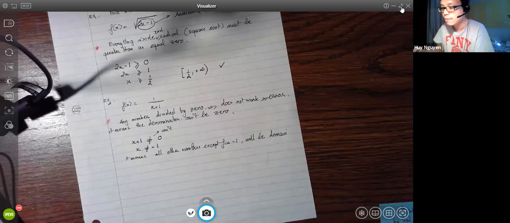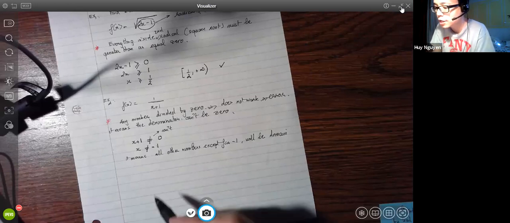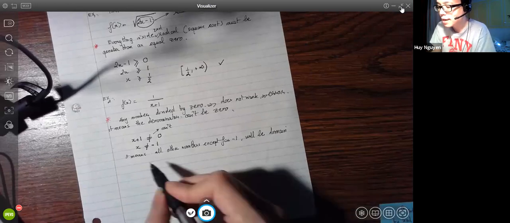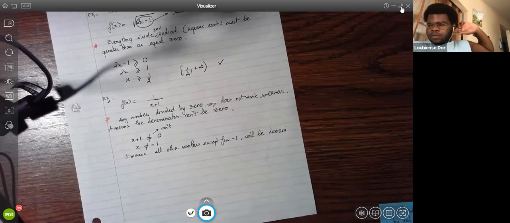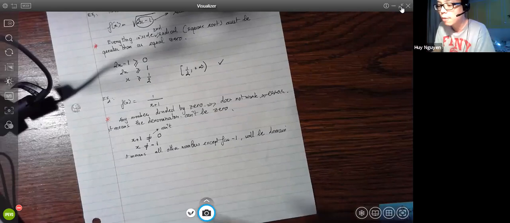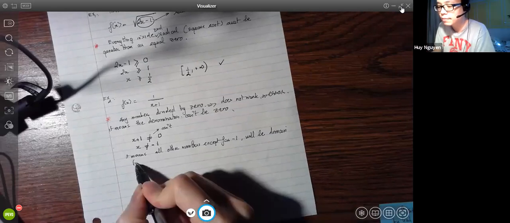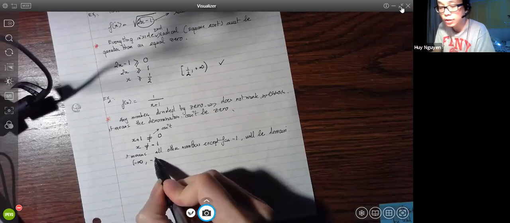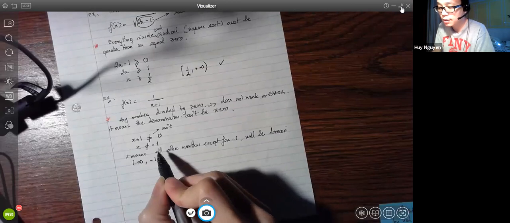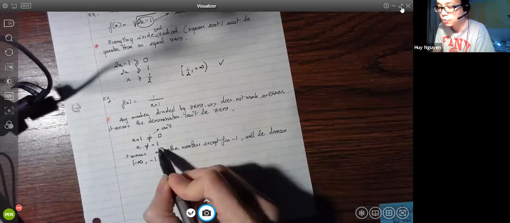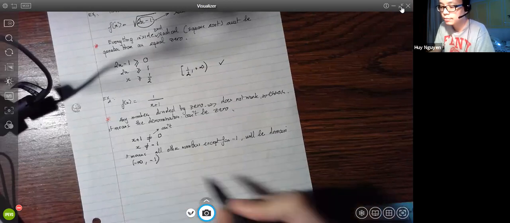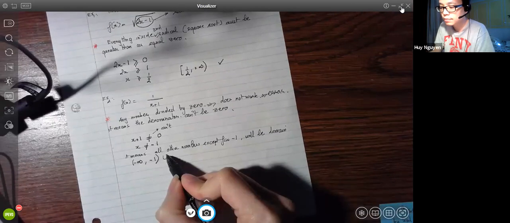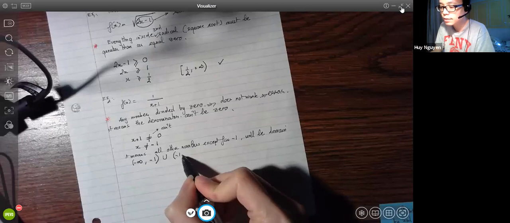So how am I going to write that in interval notation? We're going to write from left to right. So we're going to go from negative infinity to -1, but we don't want to take -1 because -1 is not inside the domain, so we're going to put parentheses. Union, -1 to positive infinity.